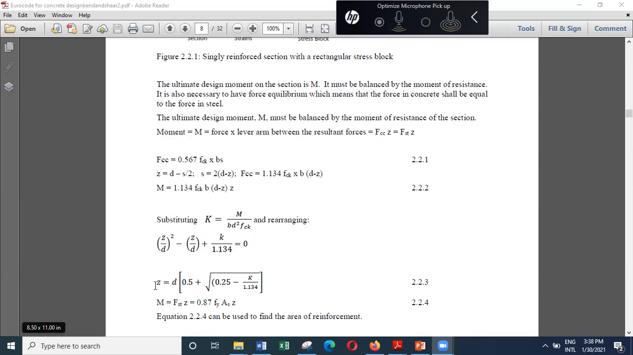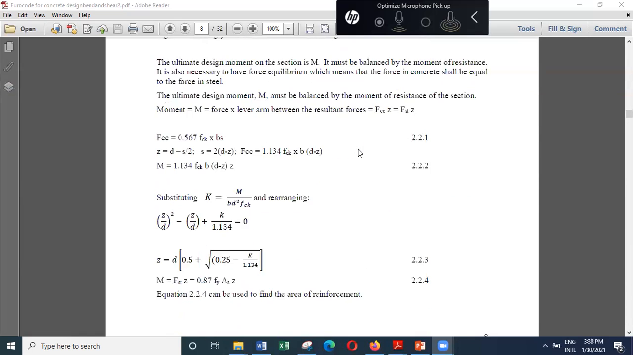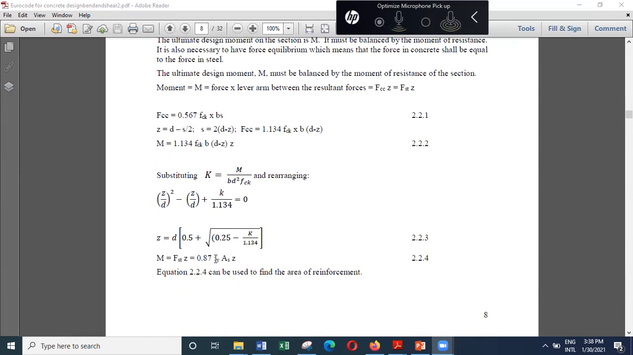And when you know the value of z, the bending moment is given by Fst, the force in steel, multiplied by z, and that is 0.87 fy multiplied by z. Moment is known. fy is 500. z is known, that is as a function of the depth. Then you can straight away find the reinforcement needed.